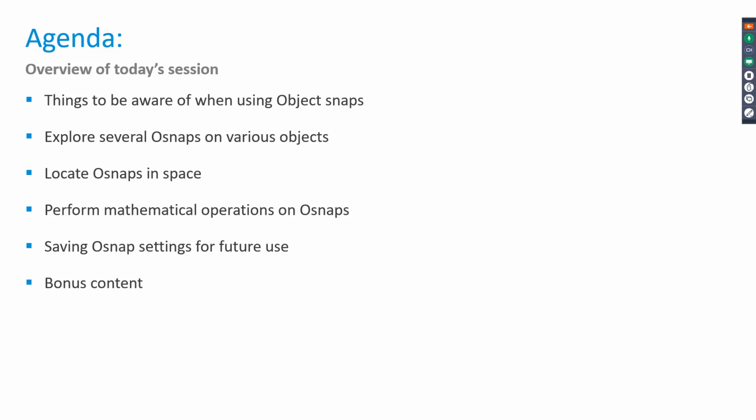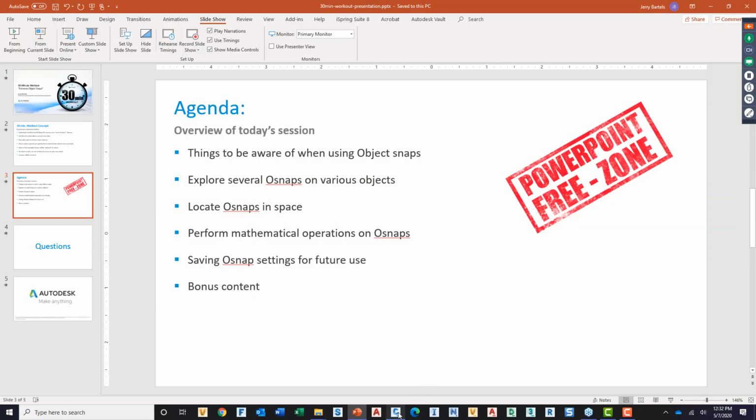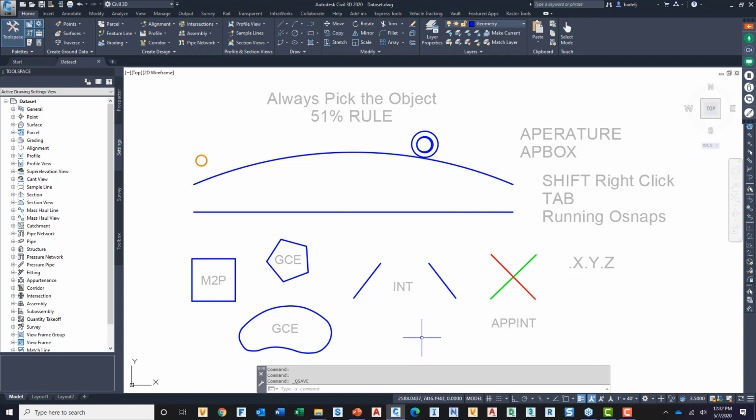So we're going to talk about things to be aware of when using object snaps. We're going to explore several object snaps we can use when selecting various types of objects. We're going to locate object snaps in space. We're going to perform some mathematical operations on those Osnaps to calculate or derive other locations we'd like to use. And then I want to show you a strategy where we can save some of those settings for future use. And if we have time, we'll get into some bonus content. Because our goal is to be a PowerPoint free zone, I'm going to drop out of this and we'll go right into my Civil 3D and get started.